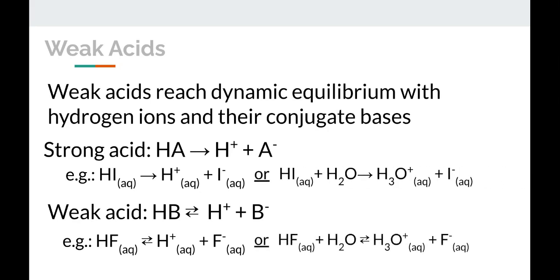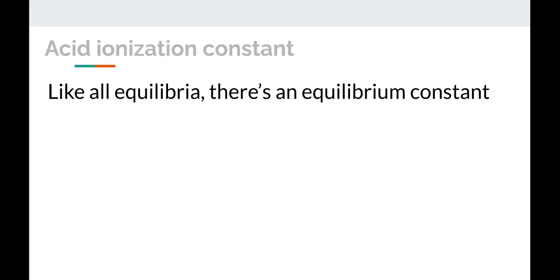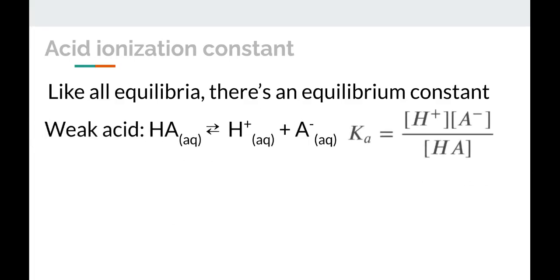Of course, in reality, that's just a model. Really what's happening is the HI and the HF are both reacting with water to produce hydronium ion. Like all equilibria, when you reach dynamic equilibrium, there's this constant that we know about. It's the Kc, but we give it a special name, Ka, for a weak acid.